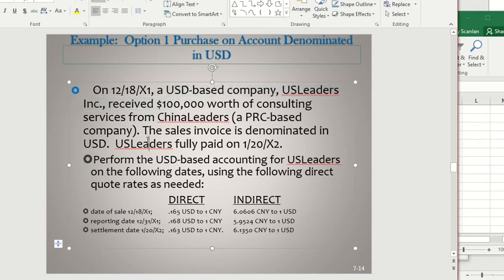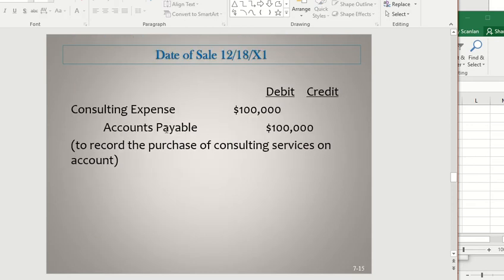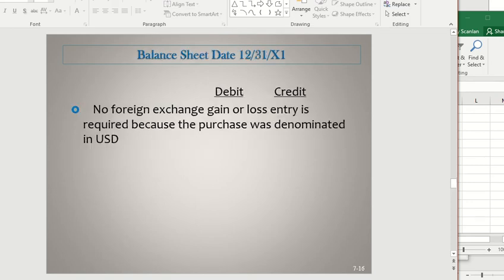This is option 1. We're using U.S. dollars. I don't care about the rates. I don't care how they're fluctuating because it's denominated in U.S. dollars and I am not exposed to foreign exchange risk. So I would debit my consulting expense and credit an accounts payable account for 100,000 U.S. dollars, and it is denominated in U.S. dollars. At the year end, there's no gain or loss on this amount because I'm not exposed to foreign exchange risk. No foreign exchange gain or loss.